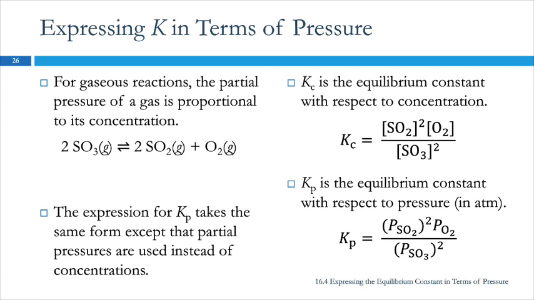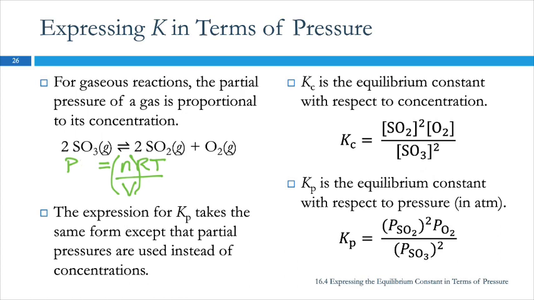In a gaseous reaction, the partial pressure of a gas is proportional to its concentration. One way we can look at that is PV equals nRT. What are the units of molarity? Moles over liters, right? So if I divide this side by volume, this is molarity. So the partial pressure of a gas is equal to its molarity times RT. Kind of cool.